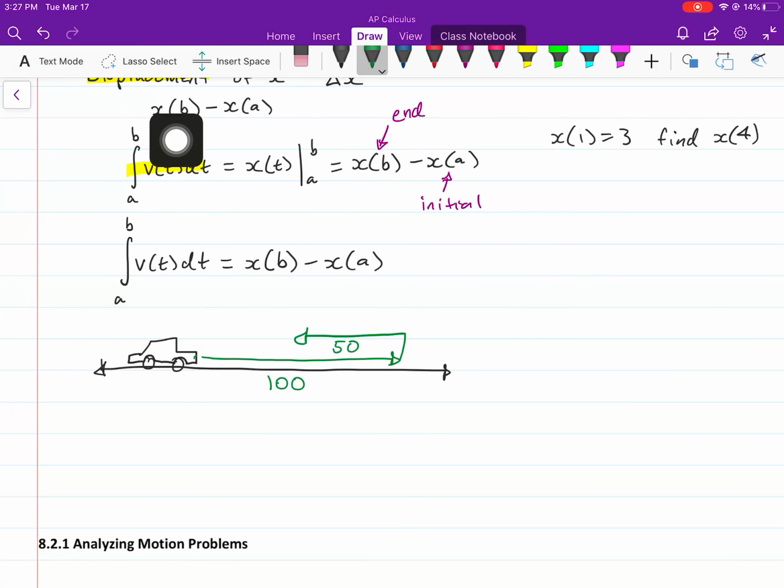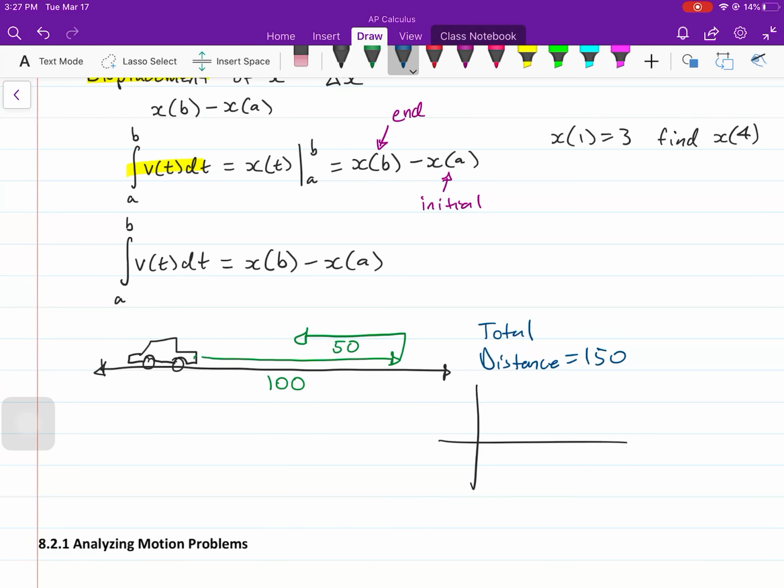Well, our displacement, let's talk about the displacement first. Our net change, the difference between our start and the end would really just be 50. It would be that 100 minus the 50. We'd only gone a displacement of 50 miles. But what's the total distance traveled? The total amount of miles you put on the car, wouldn't that be the total distance? Wouldn't that be 150?